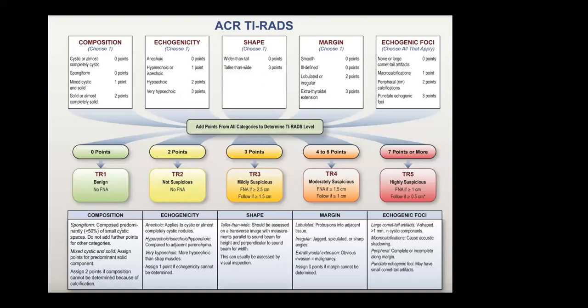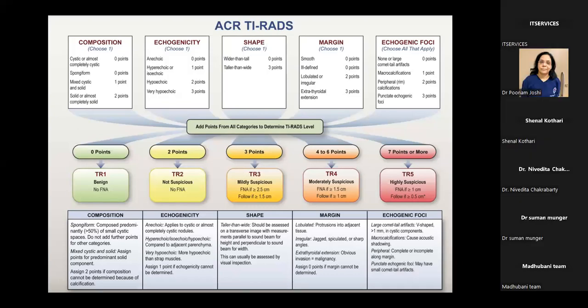Like in composition, what do we mean by spongiform? Spongiform is composed predominantly, that is more than 50%, of small cystic spaces. There may be septations, but more than 50% is cystic. So that is benign. Nothing needs to be done about it. If there's a mixed solid and cystic component, then points have to be assigned for the solid part of the nodule. And if composition cannot be determined, then we have to overcall it and assign 2 points to the nodule.